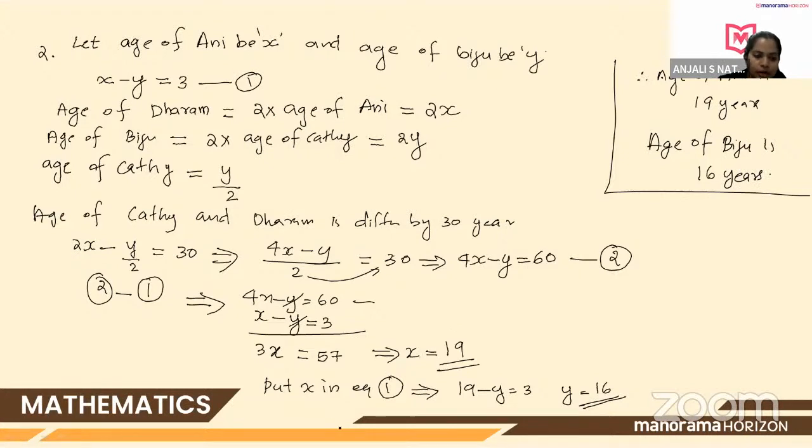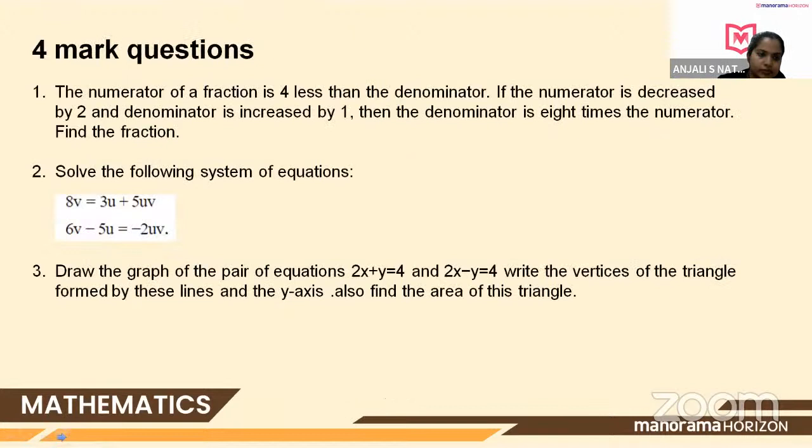Okay. So moving to 4 more questions. The first question is, the numerator of a fraction is 4 less than the denominator. And if the numerator is decreased by 2 and the denominator is increased by 1, then the denominator is 8 times the numerator. Find the fraction. So we want the numerator and denominator.